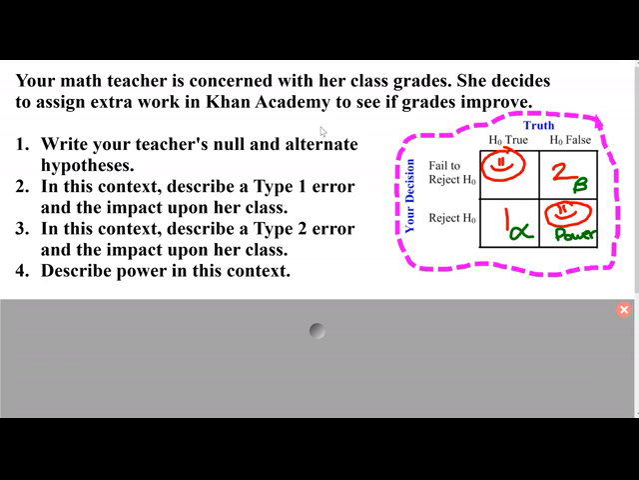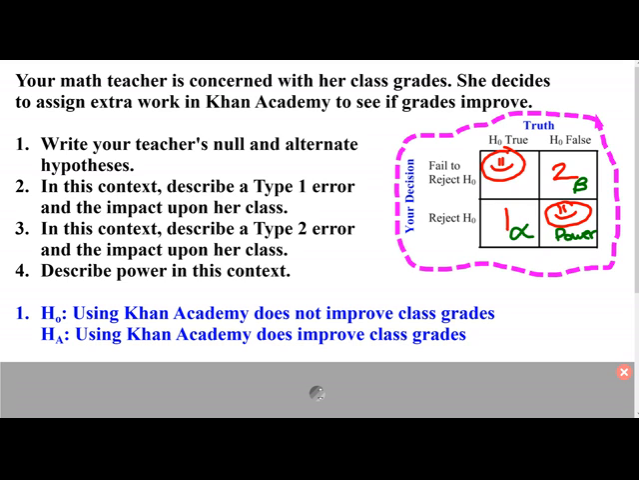The step that you always want to take first is to write out the null and alternate hypotheses. So I've gone ahead and done that already down here. Remember, null means nothing. It hasn't changed. So our null would be that using Khan Academy does not improve class grades. It's still the same. And then our alternate would be the opposite. So using Khan Academy does improve class grades.